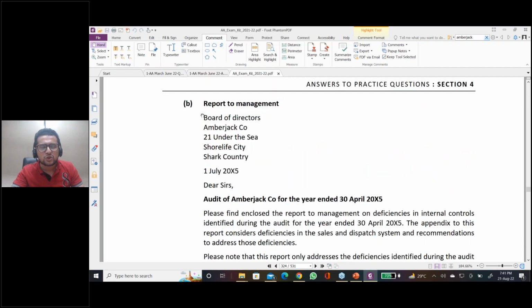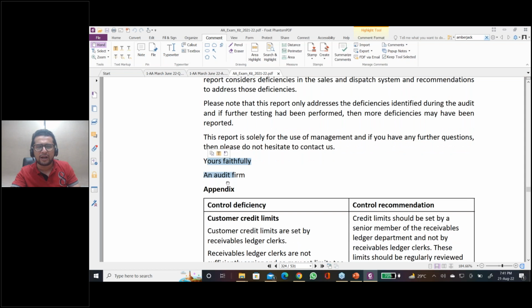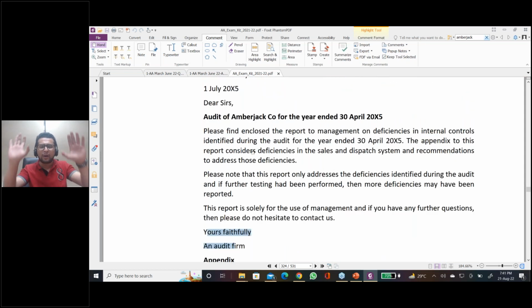The covering letter will have the addressee, management. It will end with yours sincerely or faithfully in an audit firm. It will have 3 ingredients. Number 1, this report is for you, and this report is not a comprehensive report, so there could be other deficiencies as well. Second, this report is for your sole use only. Do not share it with anyone else without our consent. Number 3, if you have any doubts or concerns, I'm always available. I'm always live. That's it. 3 things. Any other questions?